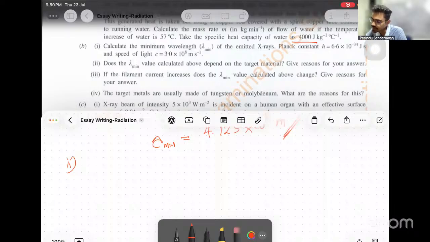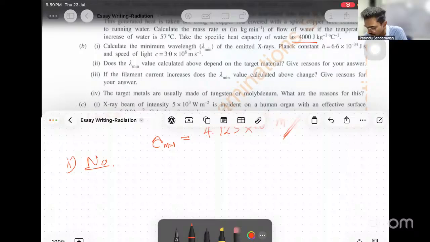Does the lambda mean value calculated above depend on the target material? Give reasons for your answer. No, because lambda depends on the energy of photons. To increase the energy of photons, what you need to change is the potential difference. Otherwise, nothing to do with the metal. Check with the equation also. That's a no.